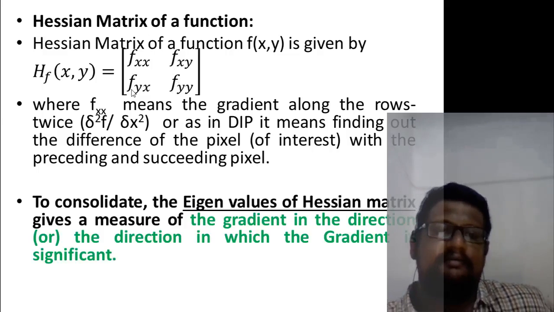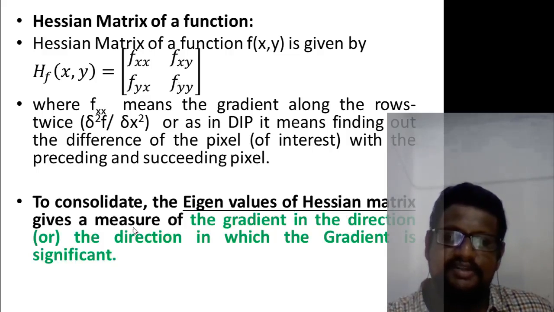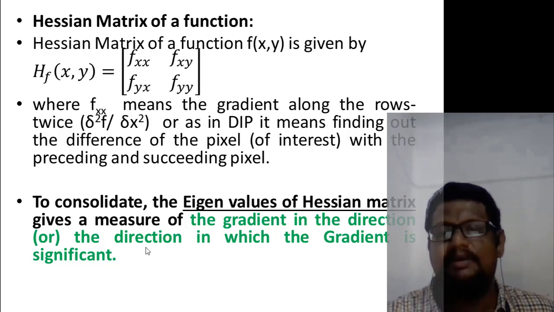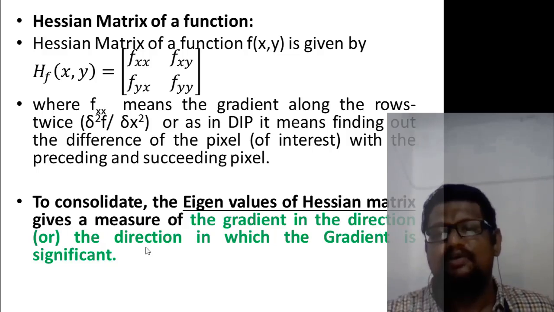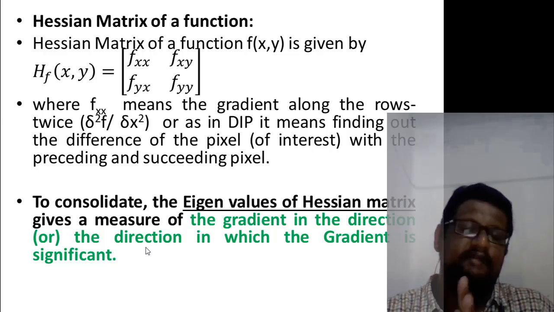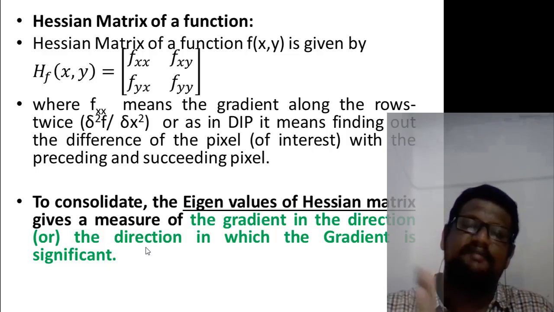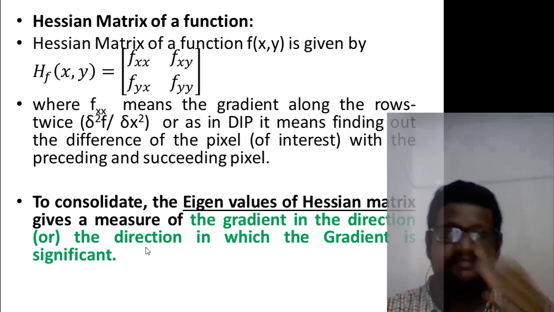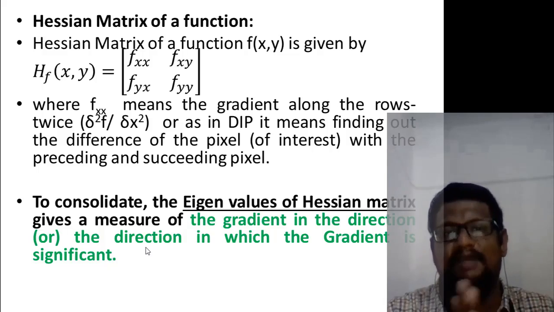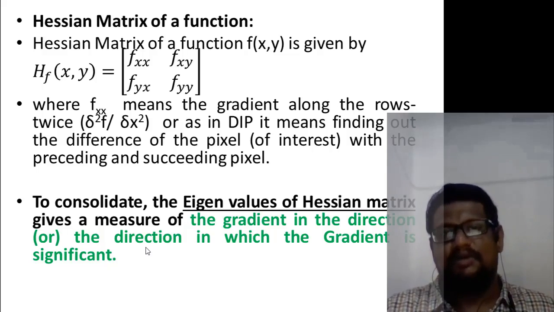To consolidate, eigenvalues of the Hessian matrix give the measure of the gradient in that particular direction. What do you mean by gradient here? The gradient is nothing but the change of error with respect to weight. We keep on changing the weights, but with the change of weight, the error should get reduced. In certain dimensions of the weight, the gradient, the rate of change of error with respect to weight, may not be significant. We are going to offset those dimensions of the weight, thereby controlling the capacity of the model. The model capacity is also controlled by offsetting some of the dimensions of the weights.